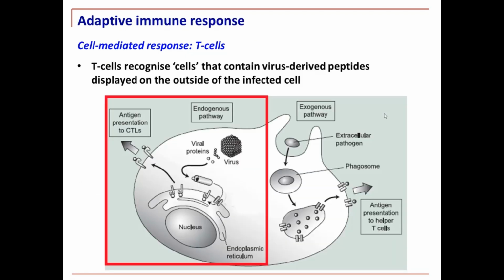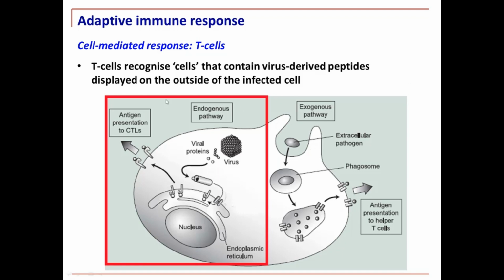So we're looking again, like we said, at the adaptive immune response, but now we're going to look at the cell-mediated response, and specifically we're going to talk about T cells. What's happening with T cells is they can recognize cells that contain virus-derived peptides displayed on the outside of the infected cell. So what happens?